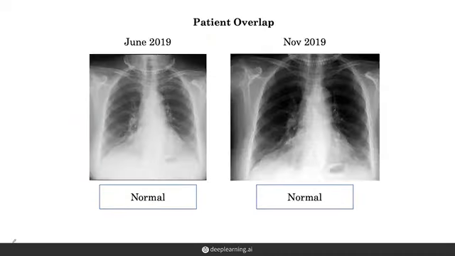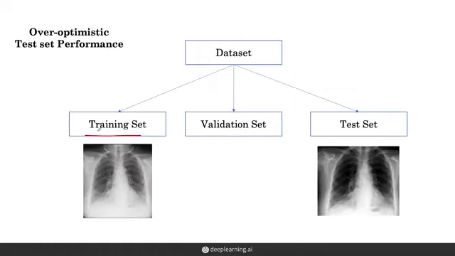Let's cover the problem of patient overlap first. Let's say a patient comes in twice for an X-ray, once in June and once in November. Both times, they're wearing a necklace when they have their X-ray taken. One of their X-rays is sampled as part of the training set, and the other as part of test. We train our deep learning model and find that it correctly predicts normal for the X-ray in the test set.